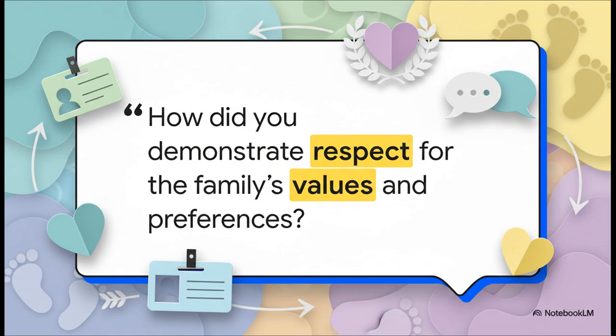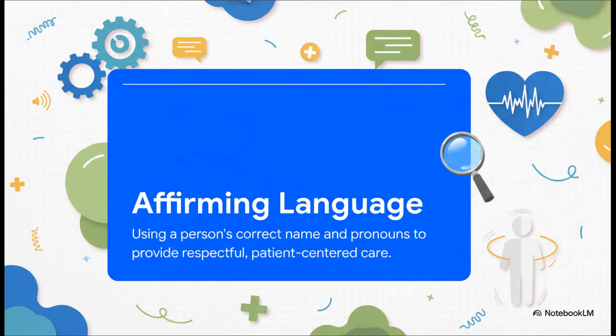Did I use the right names? Did I use the right pronouns? Did I actually listen to what they wanted? Let me be really clear about this. Using affirming language is a clinical intervention. Getting a person's name and pronouns right isn't just polite, it actively lowers their stress and builds the trust you need to have a good therapeutic relationship. This is totally non-negotiable for safe, patient-centered care.